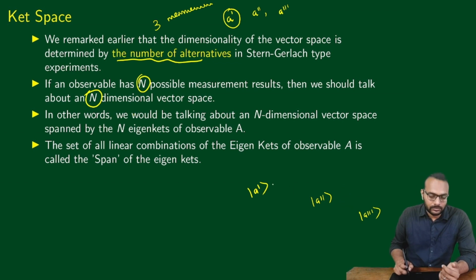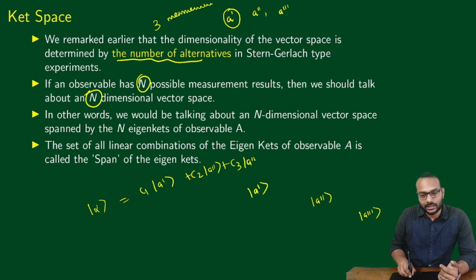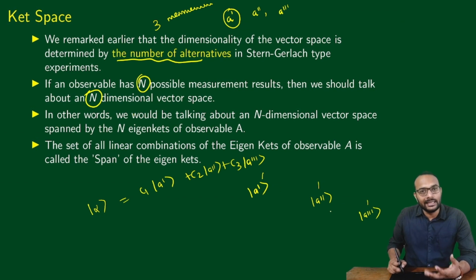For example, we could talk about states like this: ket alpha is equal to C1 ket A prime plus C2 ket A double prime plus C3 ket A triple prime, etc. This is the dimensionality of our vector space. The state could be ket A prime, ket A double prime, or ket A triple prime. It could also be any linear combination of these 3 kets.